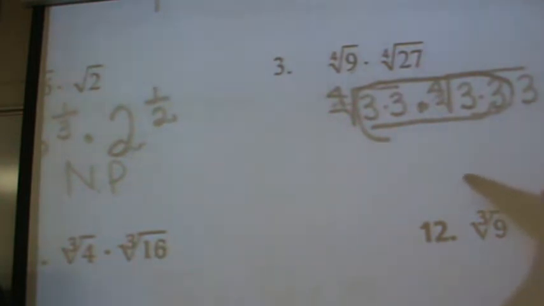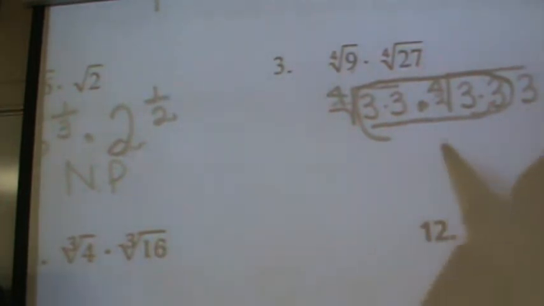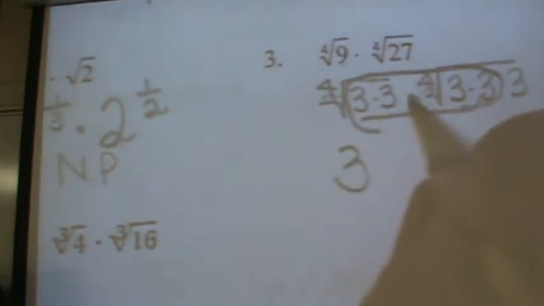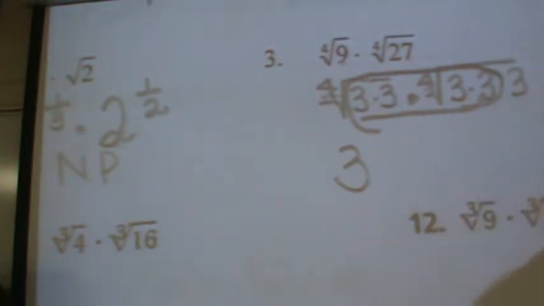So how many sets of 3s do we have? We have 1 set of 3, so that 3 comes out. Is there anything that's mismatched? Is there another way you can do this problem? This is the easiest way to do this problem.